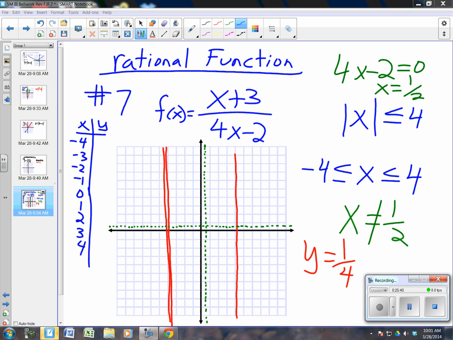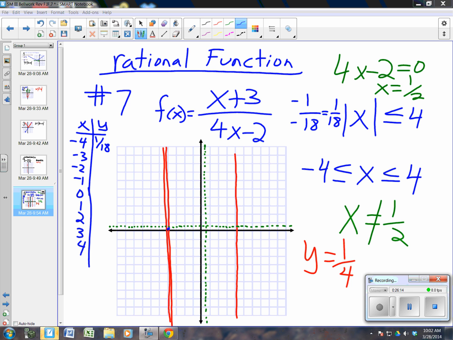What's -4 plus 3? -1. And 4 times -4 is -16. Minus 2 is -18. So that comes out to be a positive 1/18. So at -4, I'm going to get -4 comma 1/18. So I'm going to put that on the graph right here, which is going to be barely right there, right? I put that little blue dot on the graph.